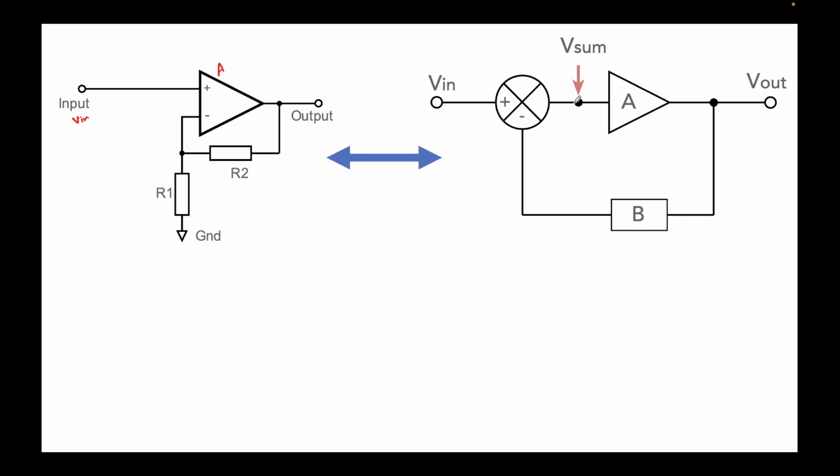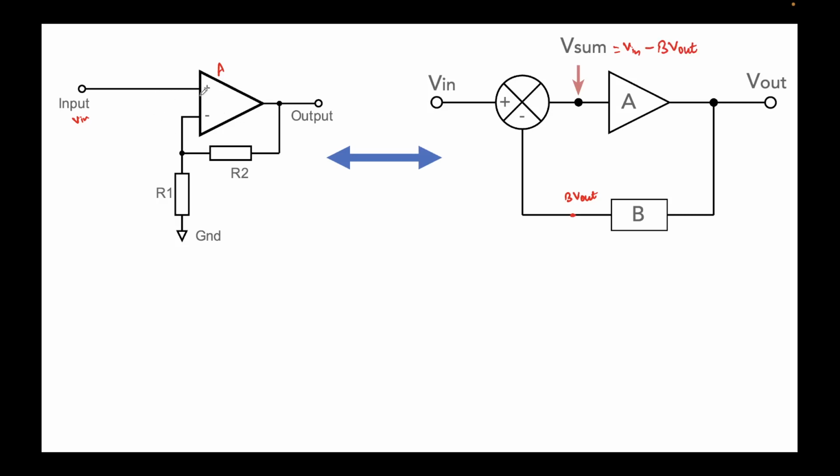For instance, let's see the value of V sum here. So let's first calculate the value of this signal here. This signal would be B times V out, and consequently V sum would be V in minus, note the minus sign here, minus B times V out. Correct.